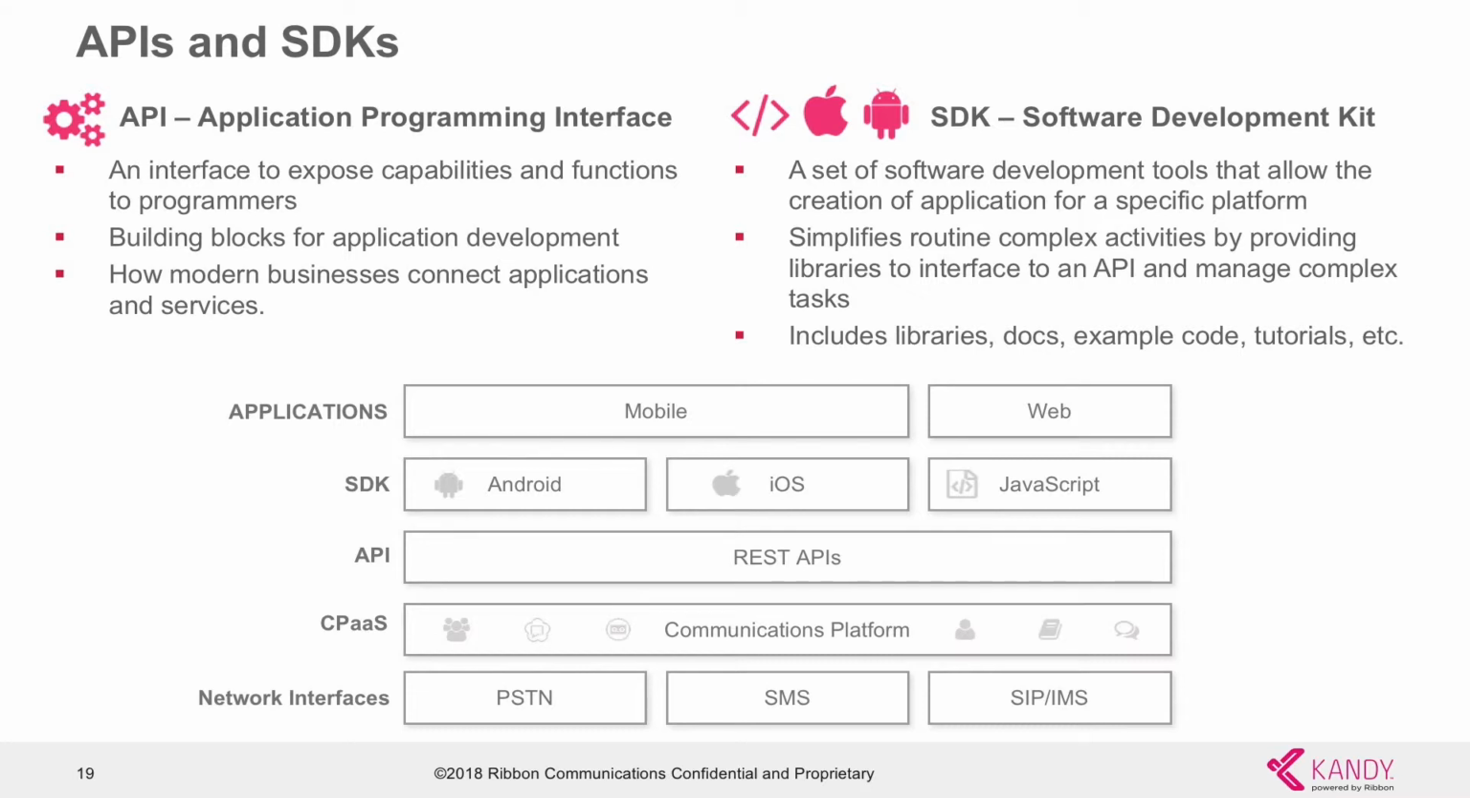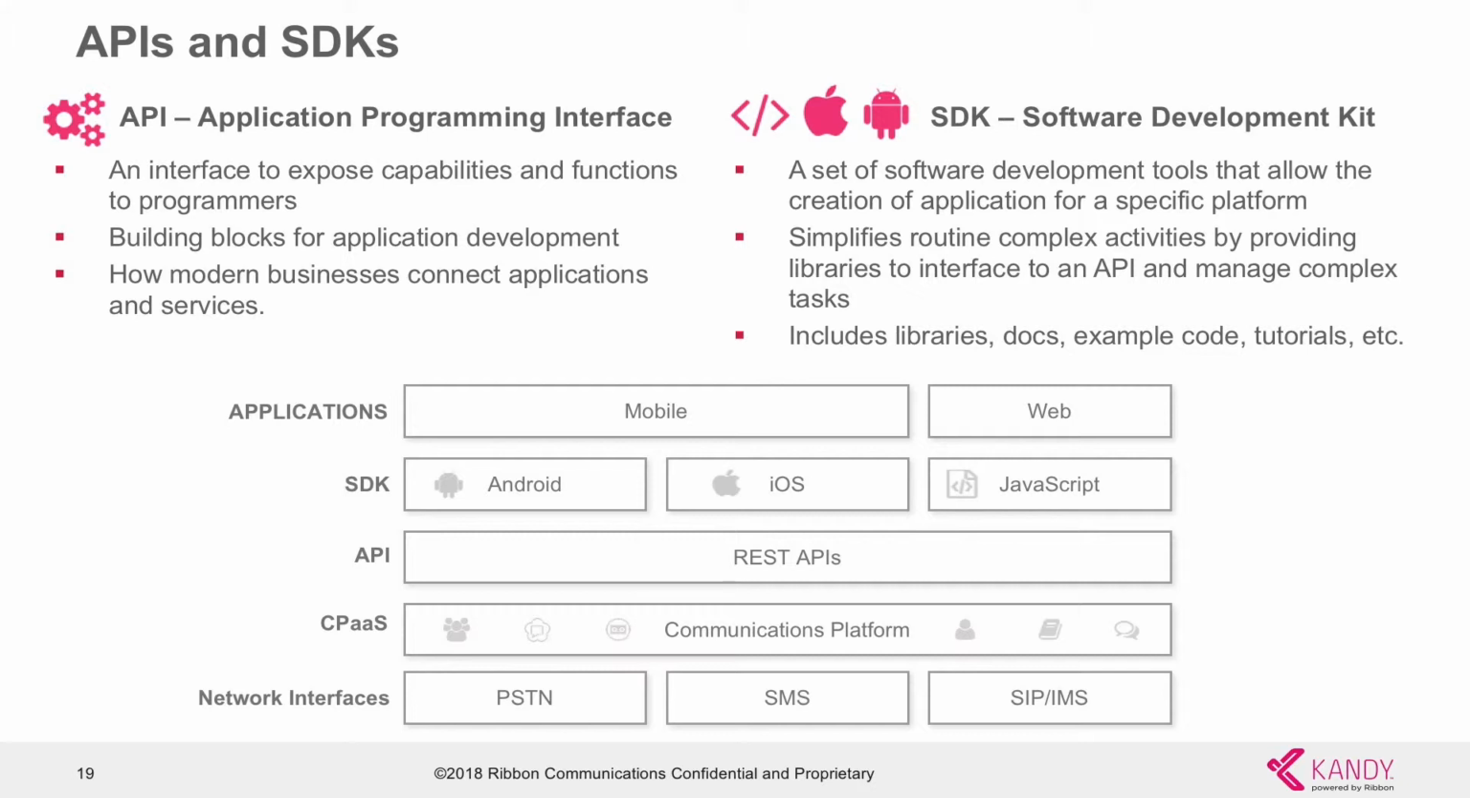SDKs, on the other hand, are basically like a bundle. You take the APIs and then you take other tools that are required to build an application and you put them together into a bundle. Normally a set of files or a set of source code or documentation materials. The sort of tools that you would need to allow someone to develop for a certain platform on a certain operating system or in a certain system. In our case, for example, we have SDKs for iOS, for Android, and for JavaScript.